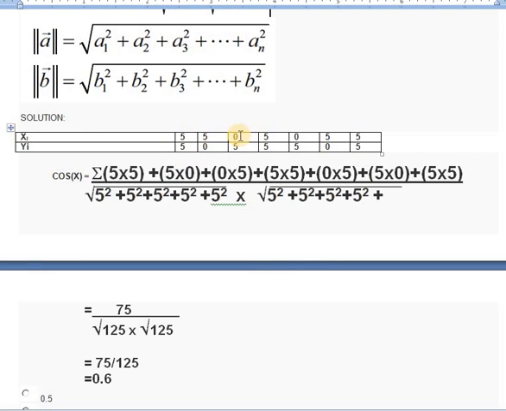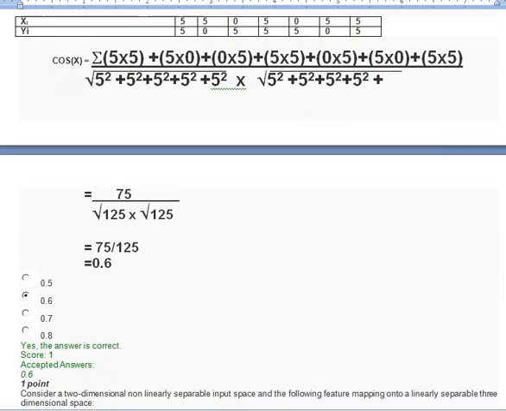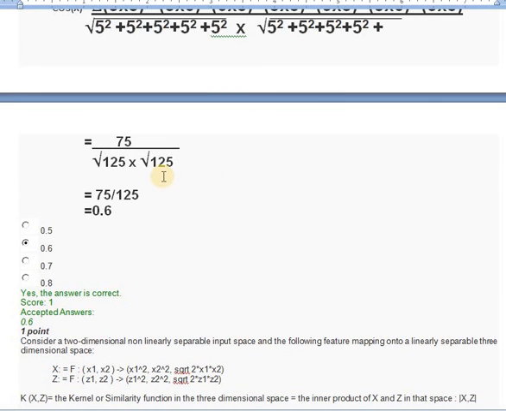5 square, 5 square, as we know 0 square is 0, and then again 5 square, 5 square, 5 square. So there are a total of five 5s, and similarly for the yi: y1 square, y3 square, y4 square, y5 square, and y7 square. If we do that, we will get 75 over root of 125 into 125. So 125 into root 125 is just 125. So 75 divided by 125, we will get the answer as 0.6. So that is the right answer.